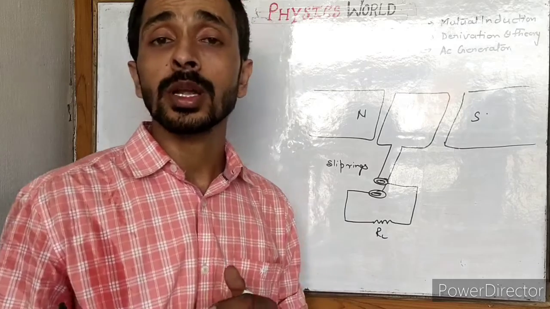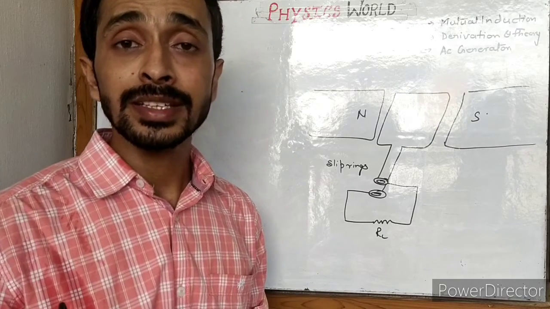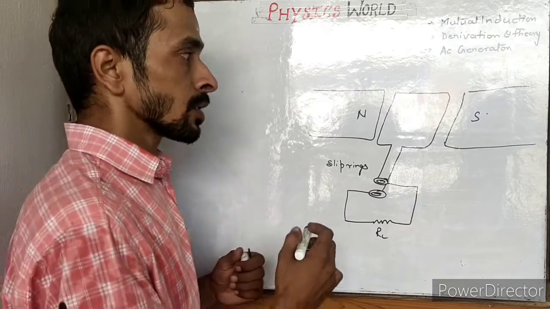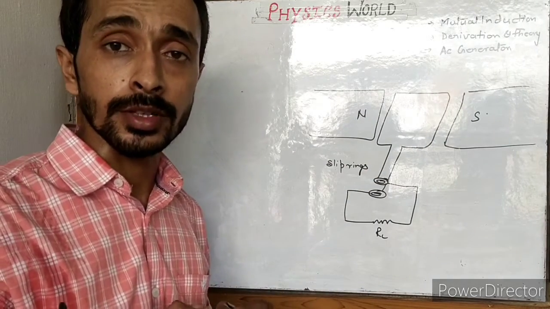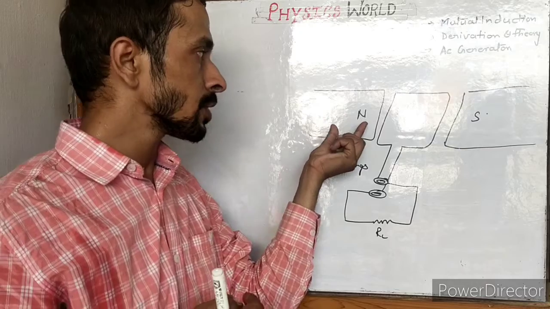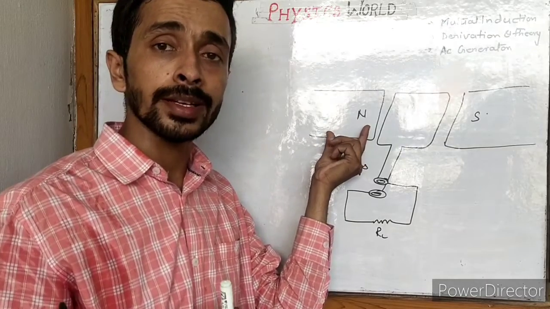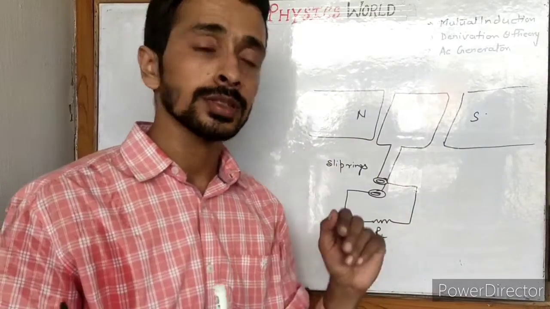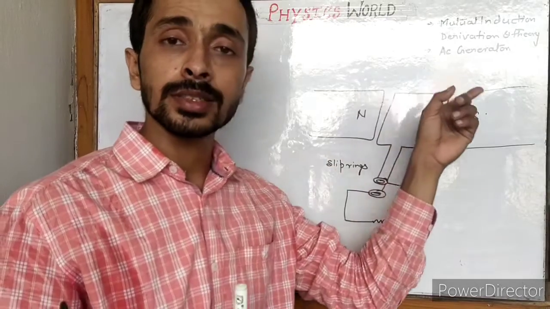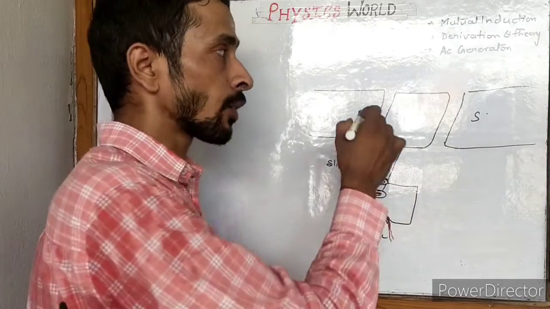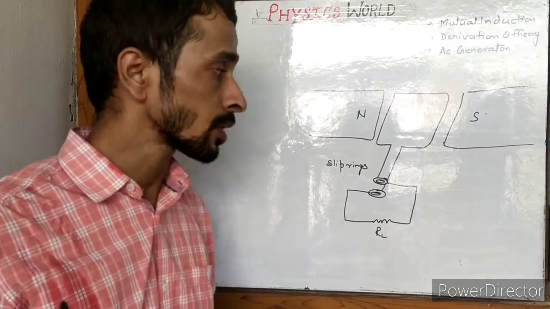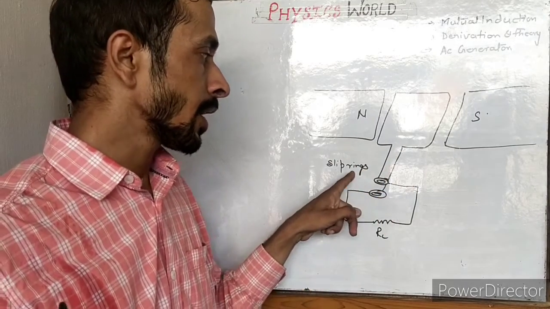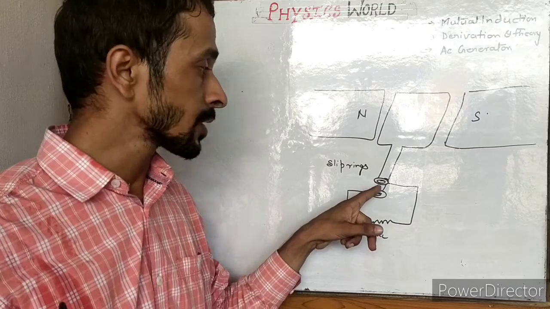Now we are going to learn about the generator, the AC generator. This is the system of an AC generator. Here we have two magnets. This is the north pole and this one is the south pole. A coil is situated between them. The coil is wound with a number of turns. This is the shaft and the end of the coil is connected with the slip rings.